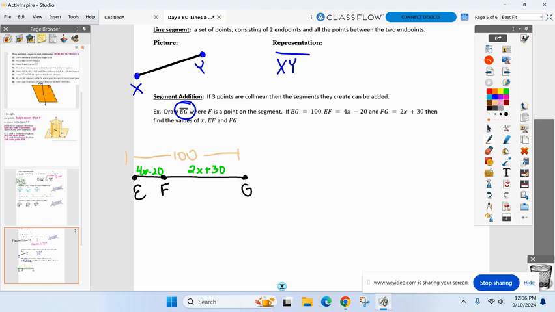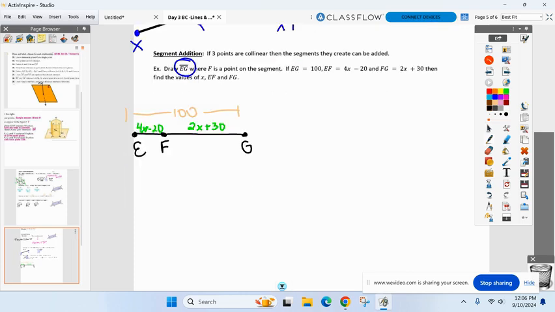We got Miriam, you going to take a stab at it? 4x minus 20 plus 2x plus 30 is equal to 100. Perfect. Yeah, equals 100. Great job. Do you see what Miriam's doing? Taking one segment, adding it to the other, and knowing the whole thing is equal to 100.